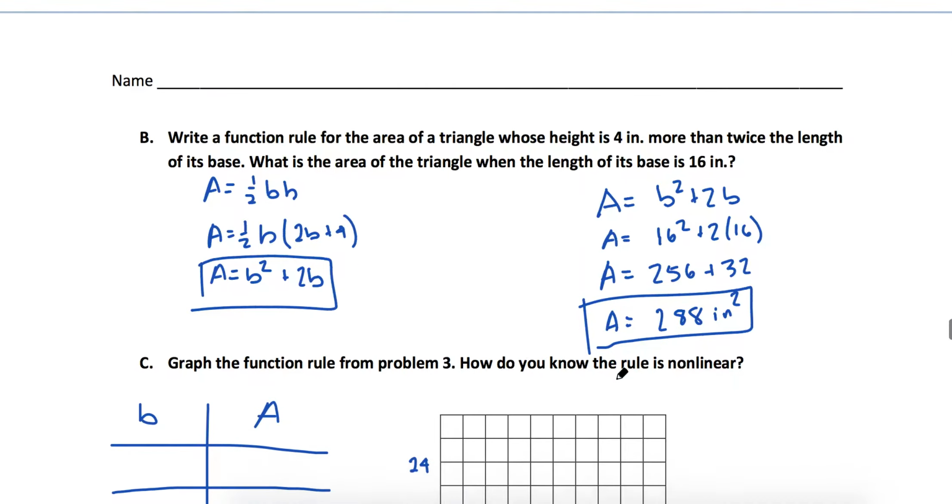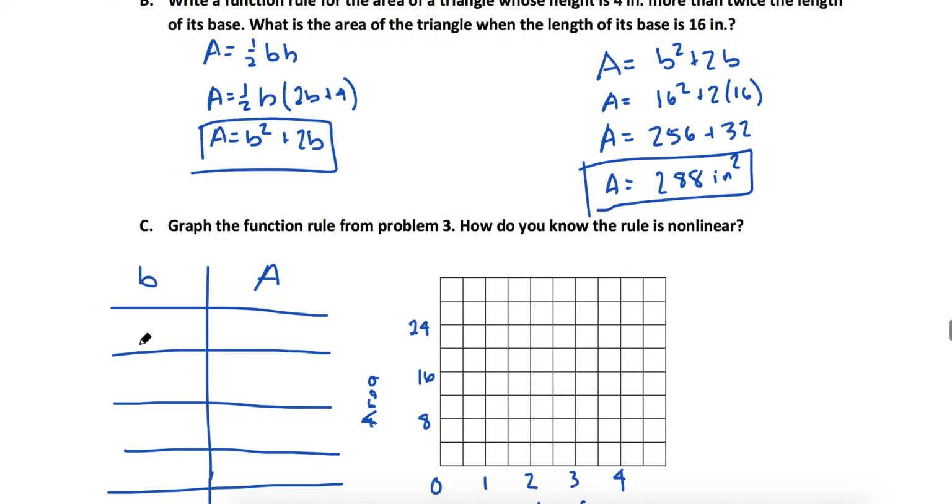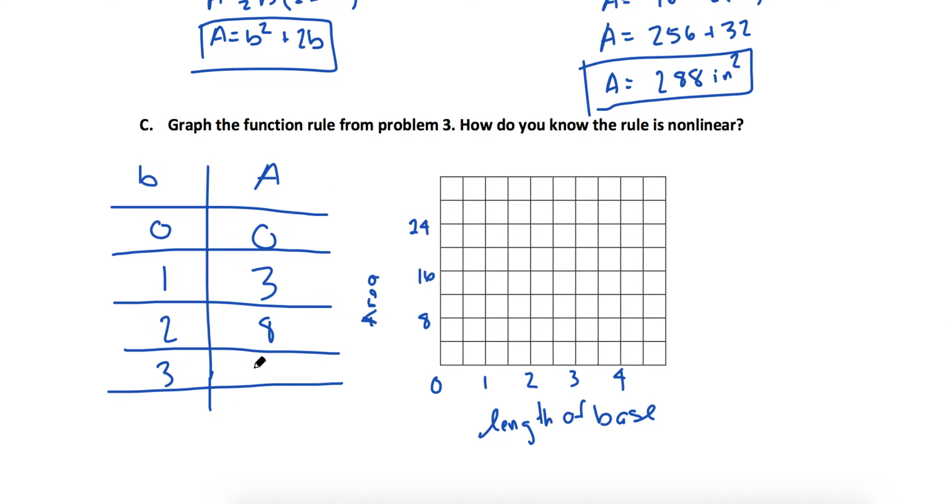All right, so we want to graph the function rule and determine how you know the rule is nonlinear. Kind of giving away part of that, but we can go ahead and confirm it. If we had 0 for the base, the area would be 0. If we had 1 for the base, 1 squared plus 2 times 1 is 3. If we had 2, 2 squared is 4 plus 2 times 2 is 4, so that would be a total of 8. If we had 3 for the base, 3 squared is 9, plus 2 times 3 is 6, so 9 plus 6 is 15. And if it was 4, 4 squared is 16, 4 times 2 is 8, 16 plus 8 is 24.